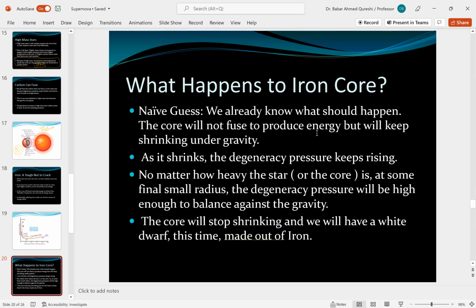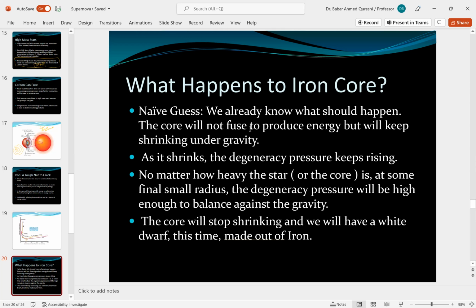So you have a central core which is holding up all the gravity of the star. And so it has to have a very high pressure, but you have no source of energy. So what happens? We know that there are only two possibilities. Either it keeps crushing and going up, but that's going to stop.